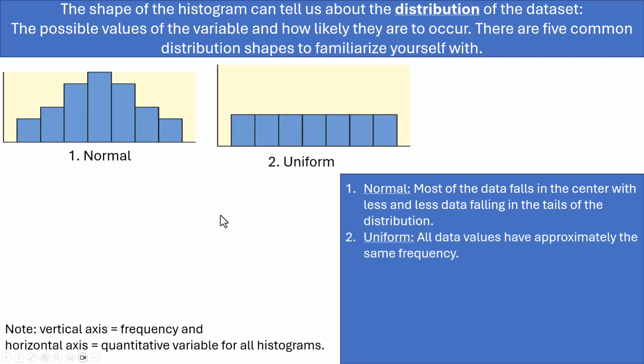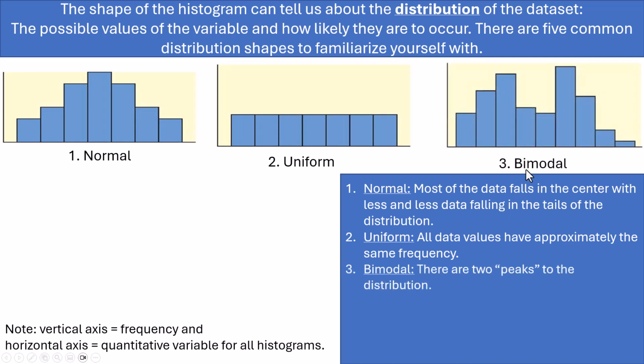Next, we have the uniform distribution. For a uniform distribution, all data values have approximately the same frequency. So this would be like saying we have just as many people scoring a 50, as a 60, as a 70, as an 80, as a 90, as a 100. We have just as many students that are getting each of the possible values of the grade for this test. Next, we have bimodal, which is where there are 2 peaks to the distribution. So this would be where you have a number of students who are not scoring very well on the test, a number of students who are scoring quite well on the test, and maybe not as many in the middle.